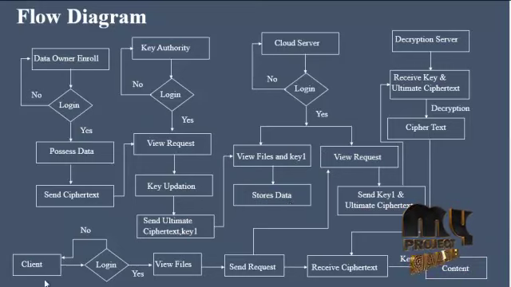Then next comes the client side. The client has a separate authentication and will view the files that satisfy the specific attributes of the data owner, and then the client will send a request. The request will be viewed by the cloud server. The cloud server sends key 1 and the ultimate ciphertext to the decryption server, and the decryption server receives them. Key 2 is also sent from the key authority to the decryption server. Using these keys, the ultimate ciphertext will be decrypted and becomes the ciphertext.